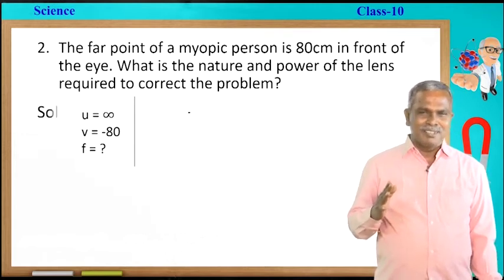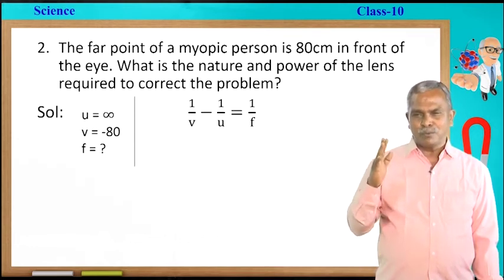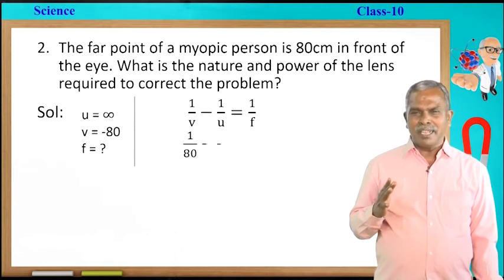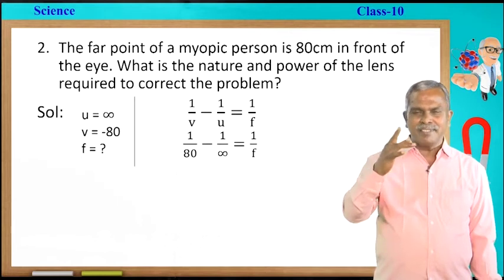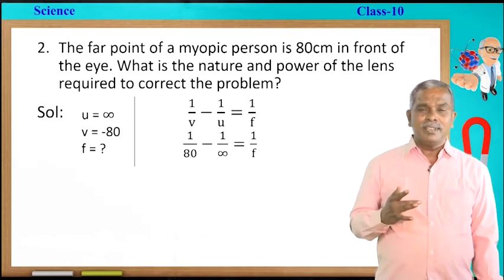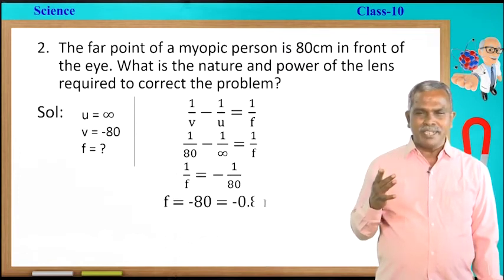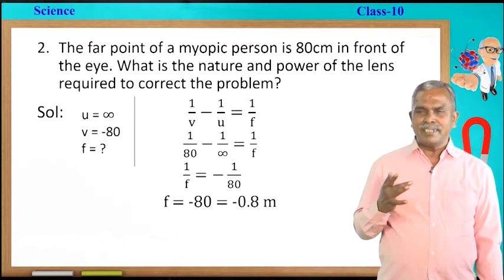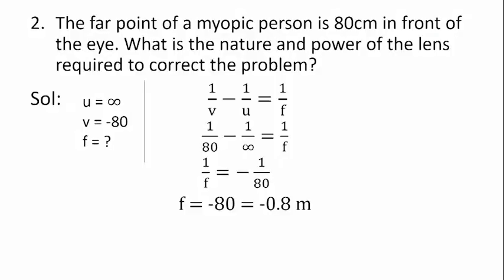We know the lens formula, 1 by f is equal to 1 by v minus 1 by u. Now, please apply the object distance as well as the image distance values effectively, and finally, you can get 1 by f is equal to minus 1 by 80 and f is equal to minus 80 centimeter. Convert it into meter, minus 0.8 meter is the perfect answer. That means, we found out the focal length effectively by using the values for u and v.